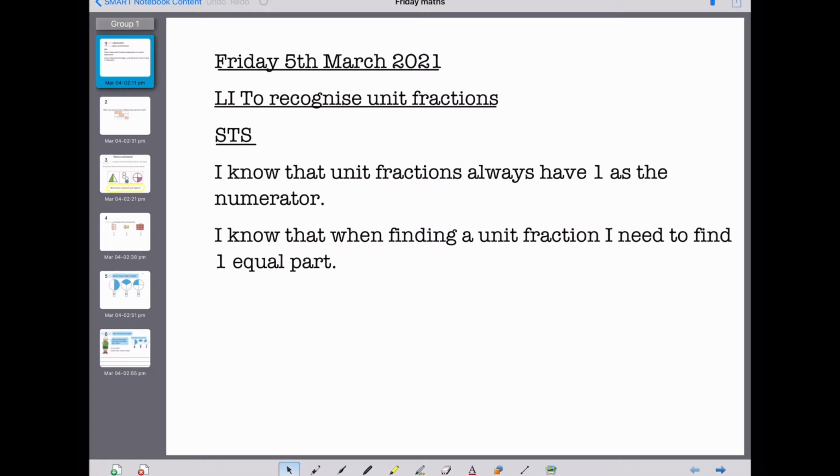Today we are going to be recognising unit fractions. So, to be successful, we need to know that unit fractions always have 1 as a numerator. And we need to know that when finding a unit fraction, we need to find one equal part.